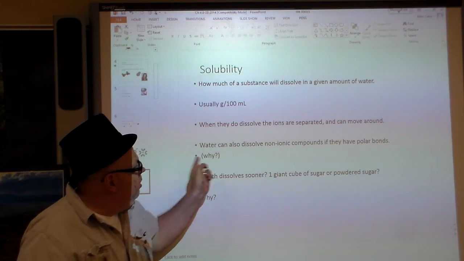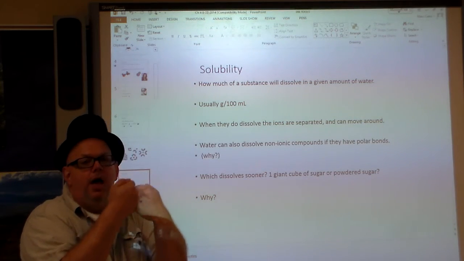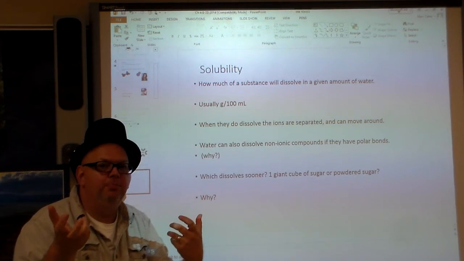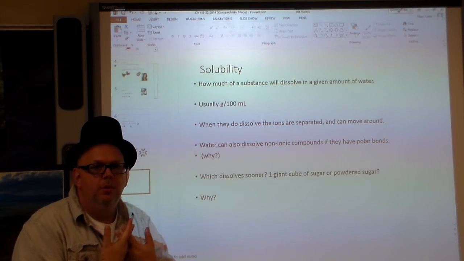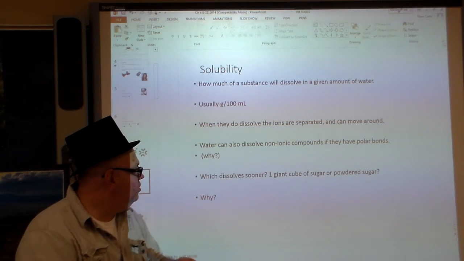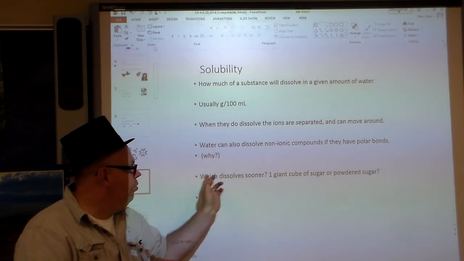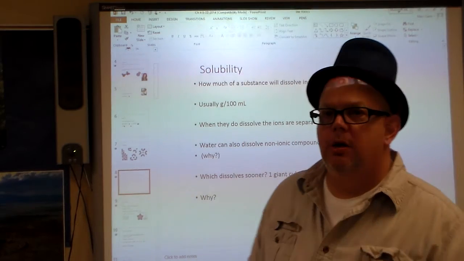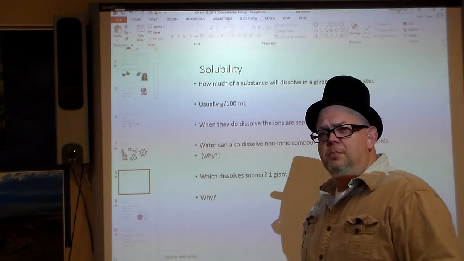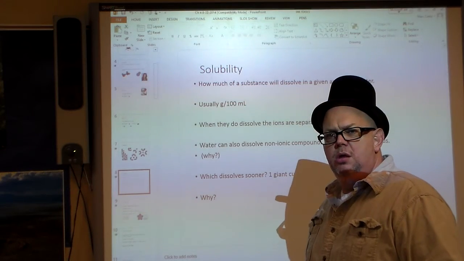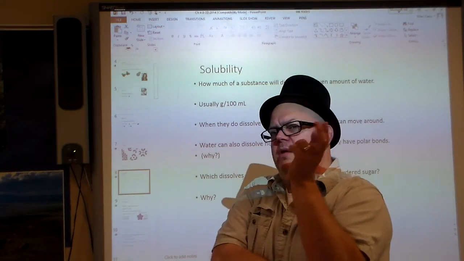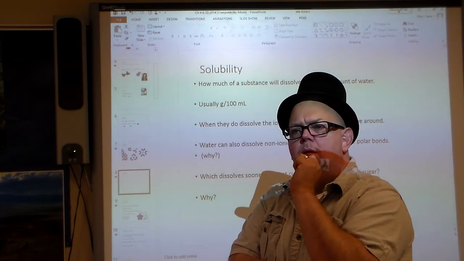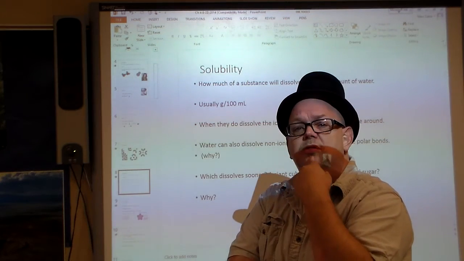And we're back. How come? Remember, the opposites, the polar. If the bonds are polar and the water is polar, they will naturally attract each other. Paula Abdul, opposites attract. Now, of course, here's the question. What dissolves sooner, a giant cube of sugar or powdered sugar? Here's another moment. Take a moment to pause and think on that one. Go ahead, I'm here. I've got the time. Pause and think about it. Powdered sugar versus a cube of sugar.